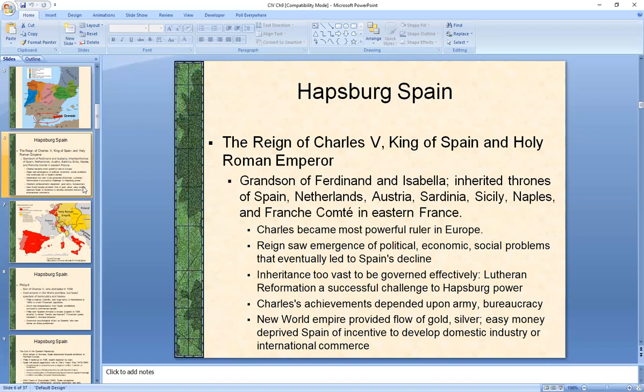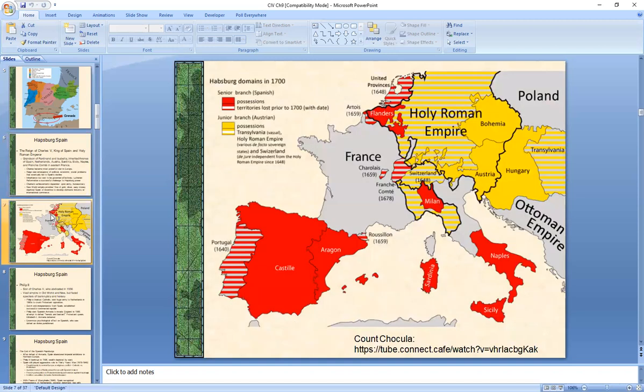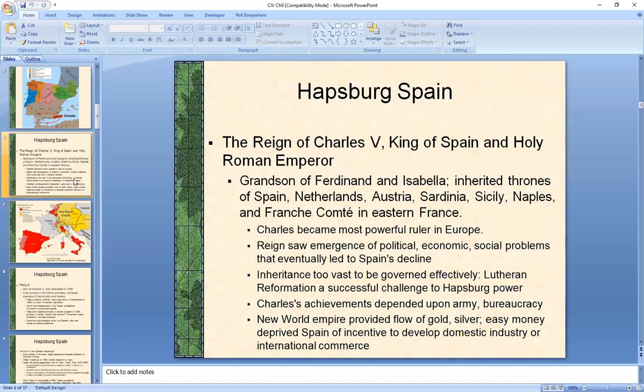So during Charles V's reign, he starts to see political, economic, and social problems that are eventually going to lead to Spain's decline. First of all, that territory, let's look at it again, just way too much for one person to cover because they didn't have email, right? It's not like they had email or texting that they could message the king or emperor and say, hey, this is going on. What do you want us to do? You know, he could not effectively rule.